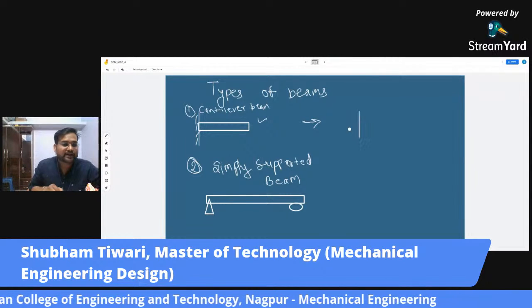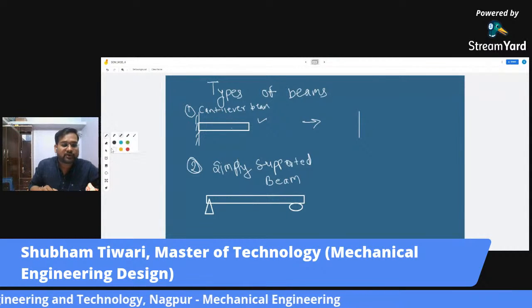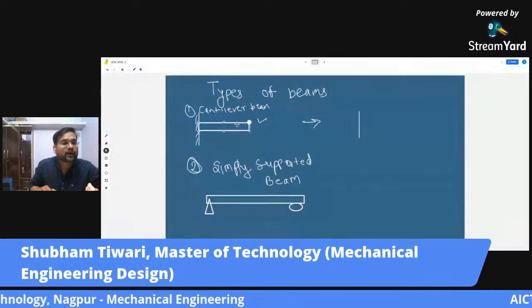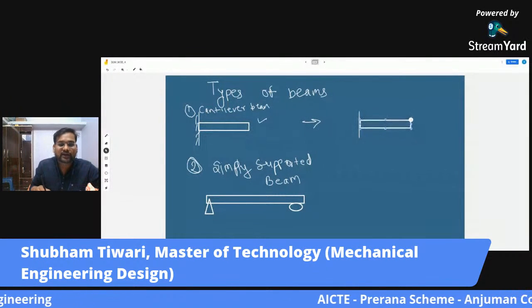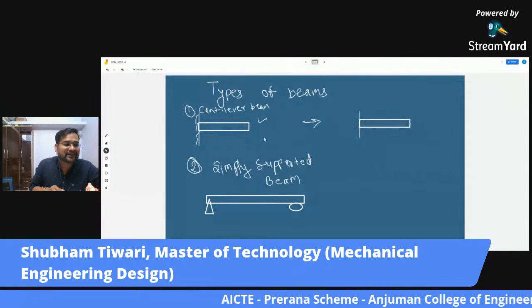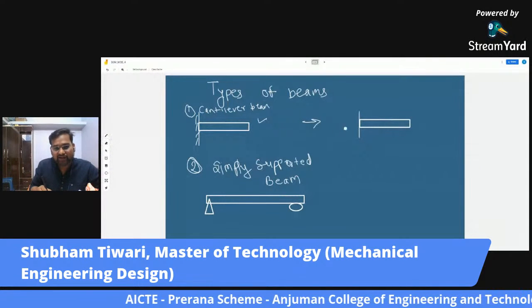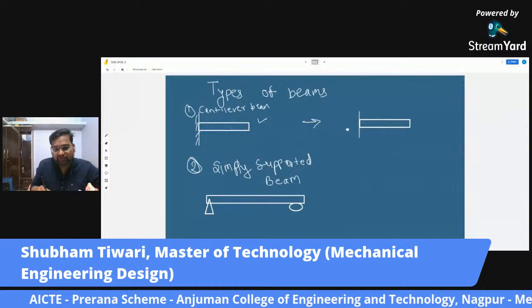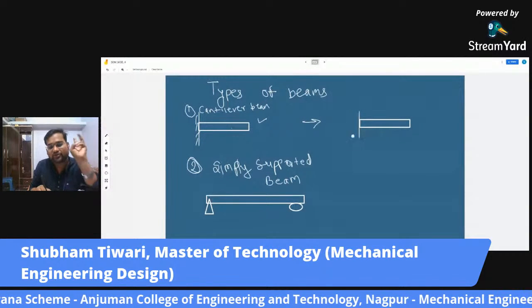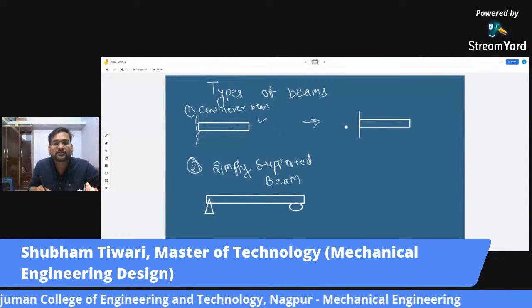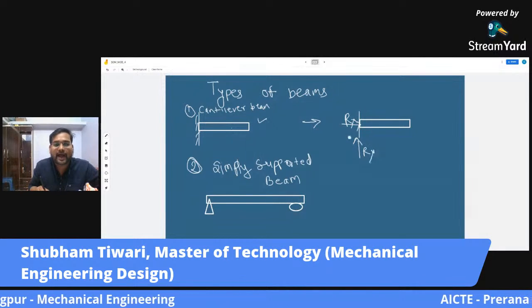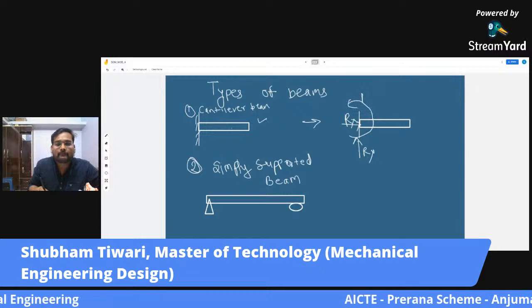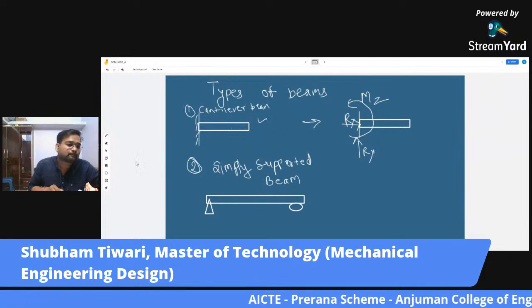So when you see a cantilever beam, what should be your basic instinct? Just like when a tiger sees its prey, it is going to just kill it. When you see a cantilever beam, it should be your instinct to go for its FBD. So what will be its FBD? Because it's a fixed support, I told you that there are three reactions: a reaction in the X direction, a reaction in the Y direction, and a moment about the Z axis.